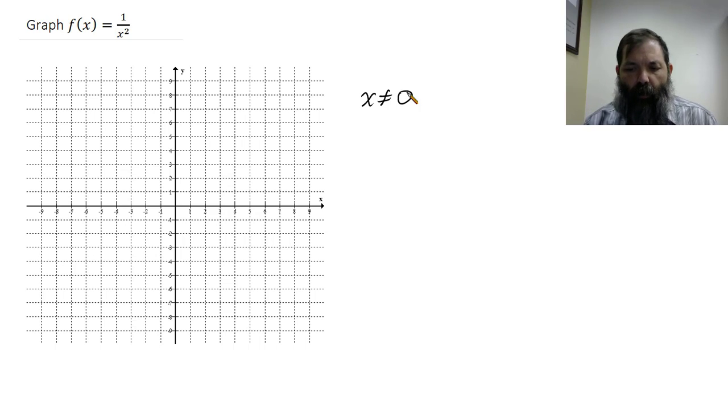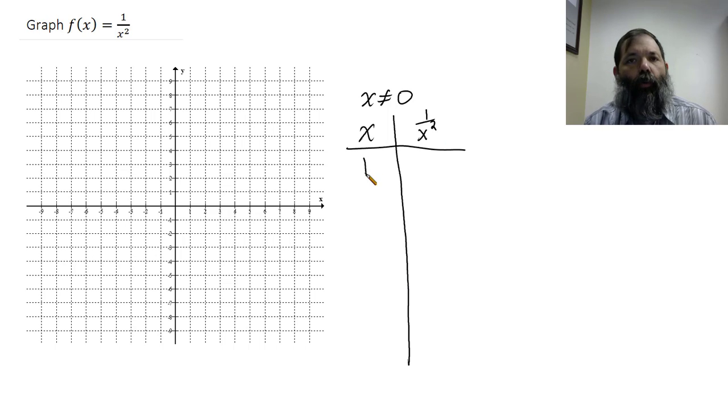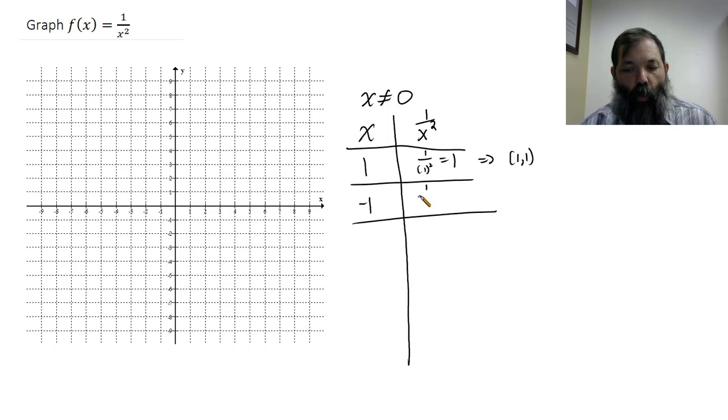Now from there, I'm going to set up a table. I'm going to choose some x values and find the corresponding outputs, 1 over x squared. So let's suppose I chose x equals 1. Then 1 over 1 squared, 1 over 1, is 1. And so that gives me the point (1, 1). Similarly, if x was negative 1, then I'd have 1 over negative 1 squared. Negative 1 squared is, again, positive 1, and 1 divided by 1 is 1. So I have the point (negative 1, 1).